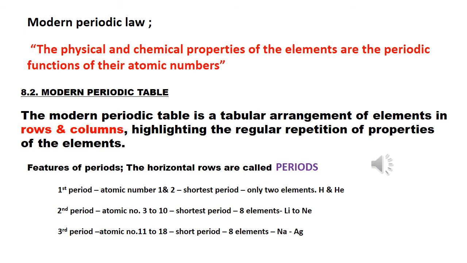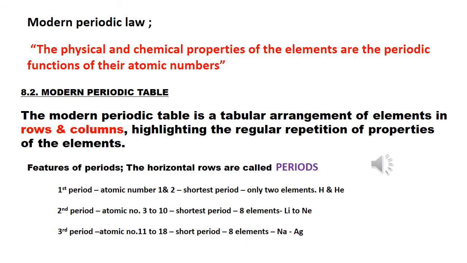Modern periodic law: the physical and chemical properties of the elements are the periodic functions of their atomic numbers, which I have said just now. Next, the modern periodic table. The modern periodic table is a tabular arrangement of elements in rows and columns, highlighting the regular repetition of properties of the elements. That also I have said just now: 7 rows and 18 columns.